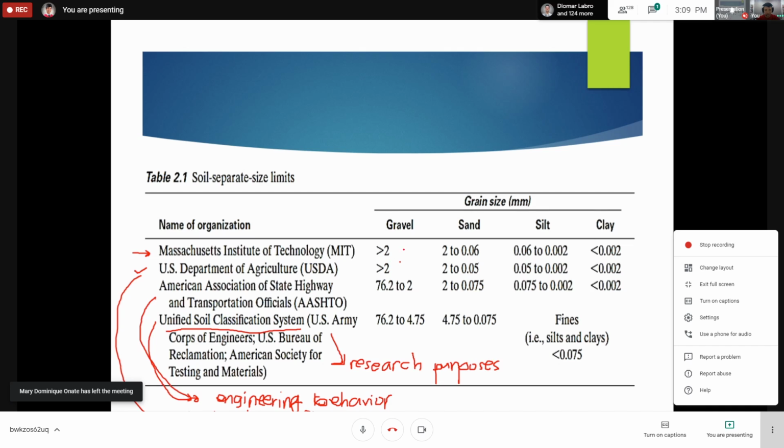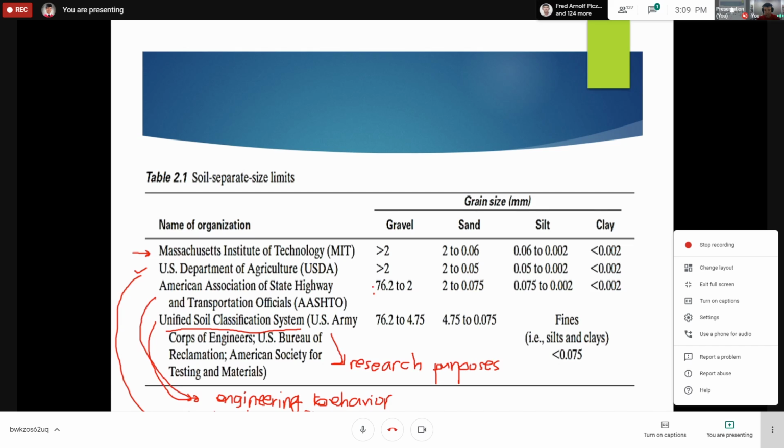Okay, so if you look at the difference in sizing, so great. So if you look at gravel, the first three, the limit is 2 mm, right? The limit of gravel is 2 mm. So greater than 2 mm, MIT and USDA consider those particles as gravel.